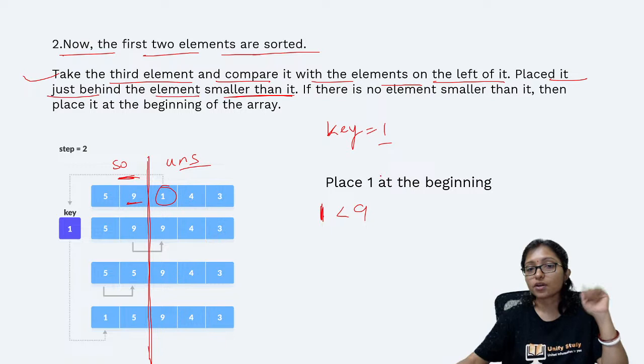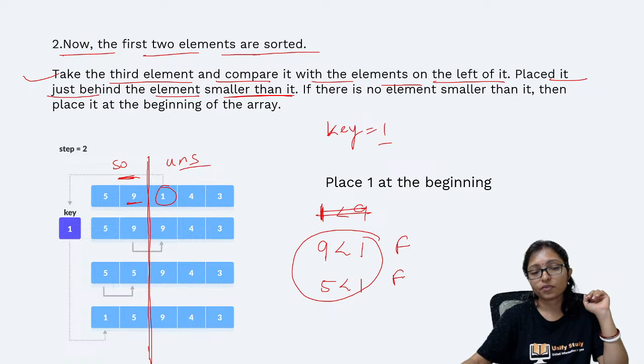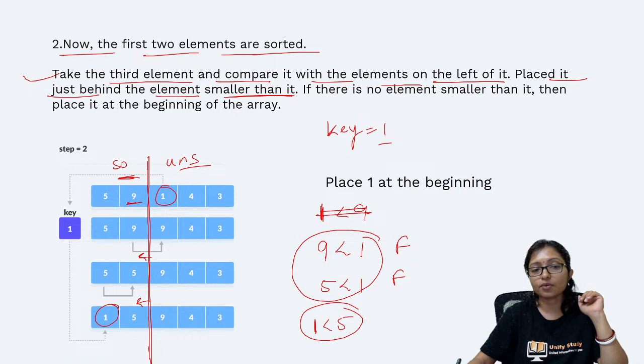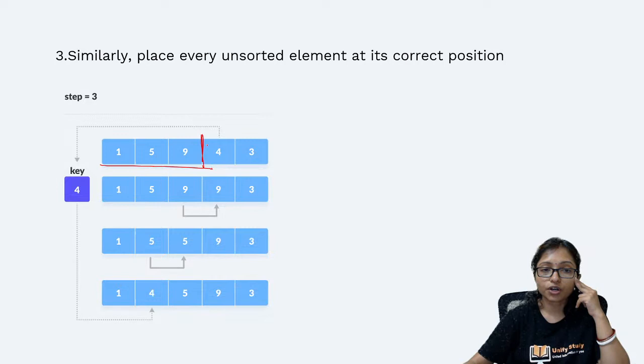So what I am doing is thinking the opposite way. Is 9 less than 1? No, it is false. That's why it will compare with 5 also. Is 5 less than 1? No. 9 is also not less than 1, 5 is also not less than 1. That's why 1 will be at the starting, because ultimately 1 is less than 5. So I will go to the left and check one by one. As everyone is greater, I am placing 1 here. Got it? Now this complete part is sorted. Okay? Now you are getting this. This part is already sorted.